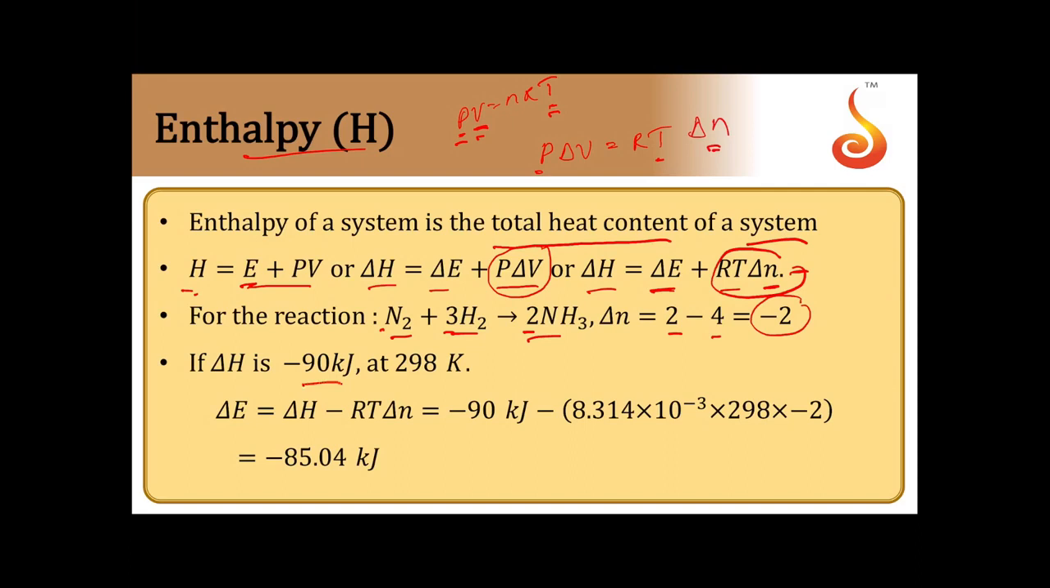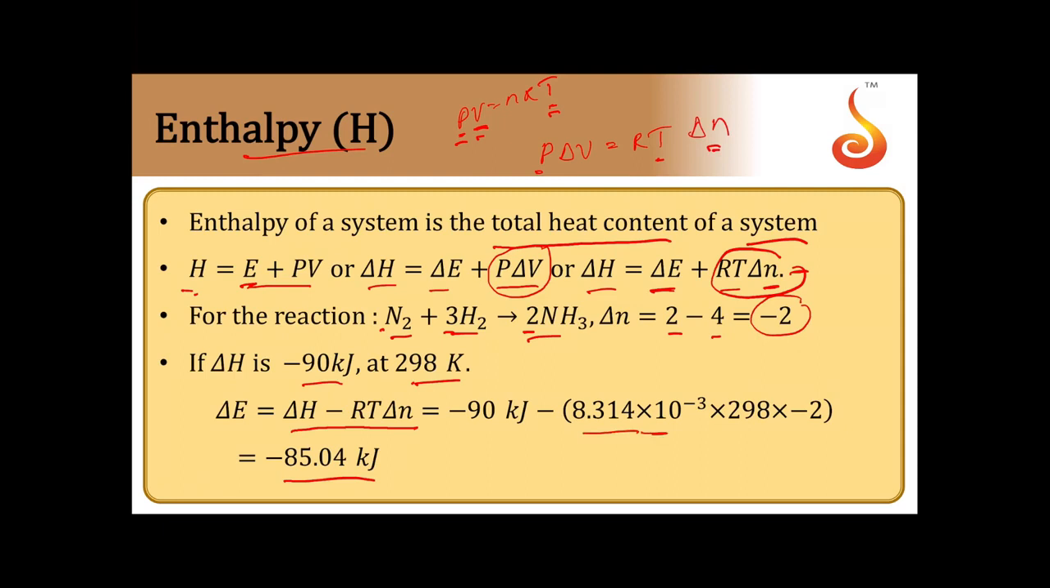And if delta H is equal to minus 90 kilojoules at 298 Kelvin, what is the value of delta E for the reaction? So delta E is given by delta H minus RT delta N. Now, delta H is given as minus 90 kilojoules per mole. So substituting in the reaction, finally you are going to get minus 85.04 kilojoules. And the value of R is taken as 8.314 times 10 to the power of minus 3 kilojoules per mole per Kelvin.